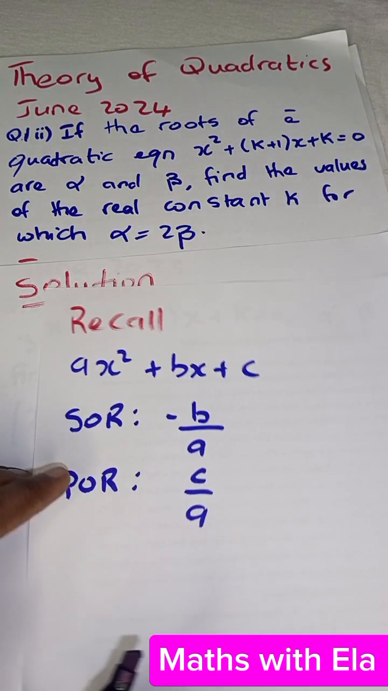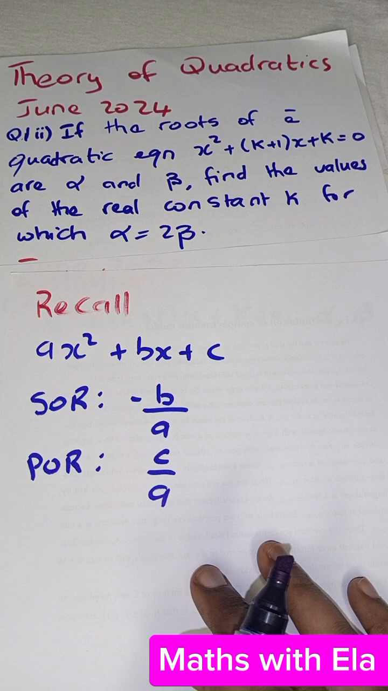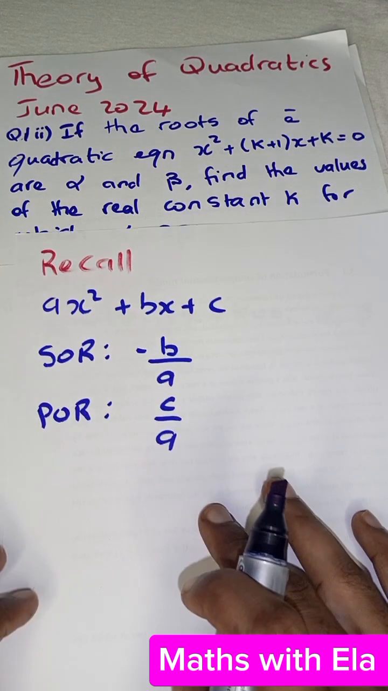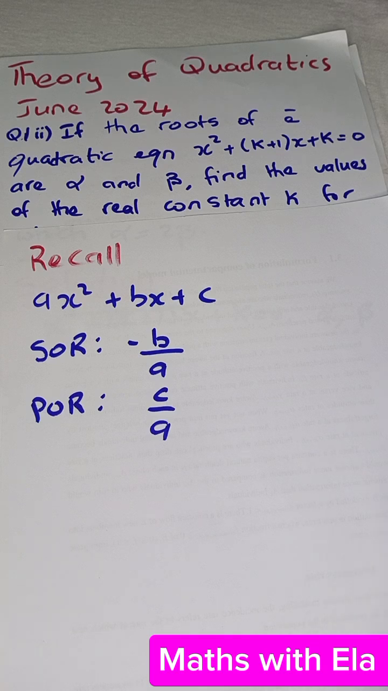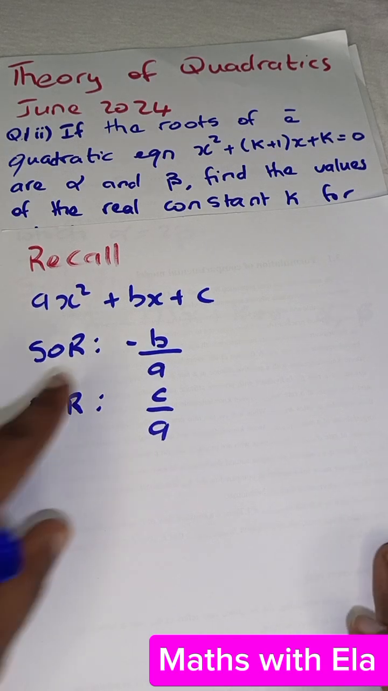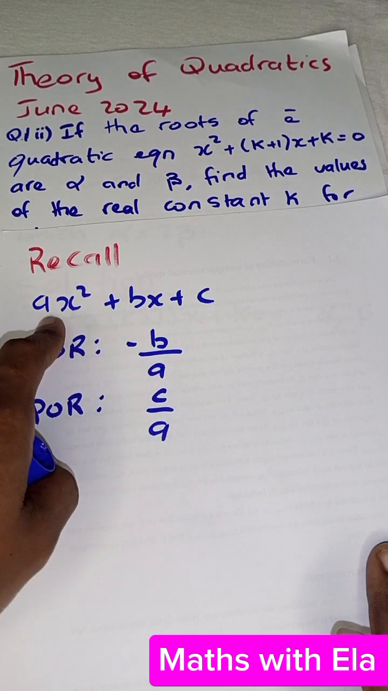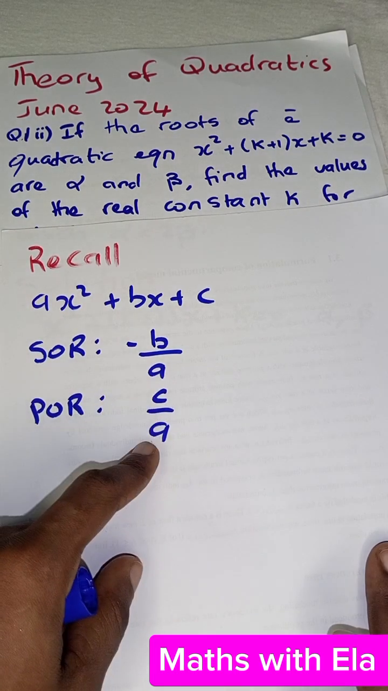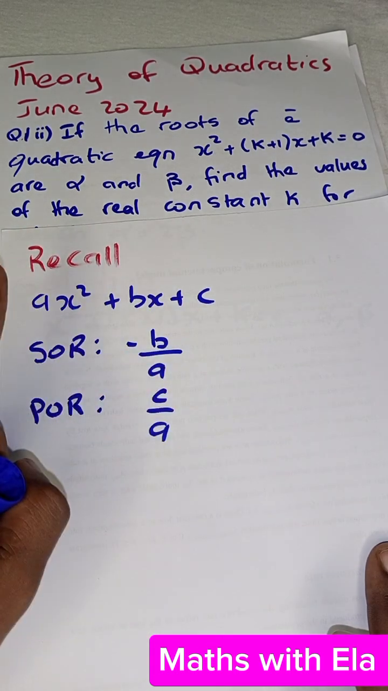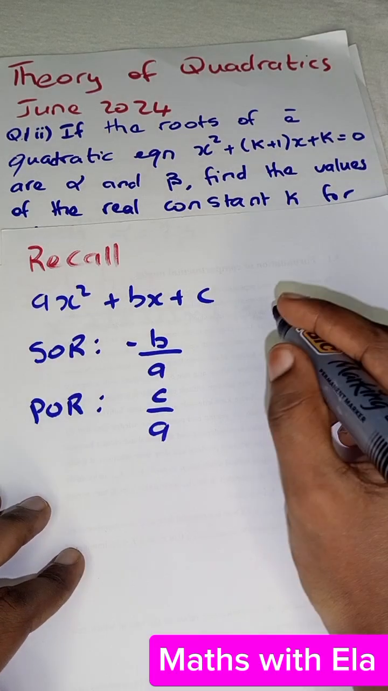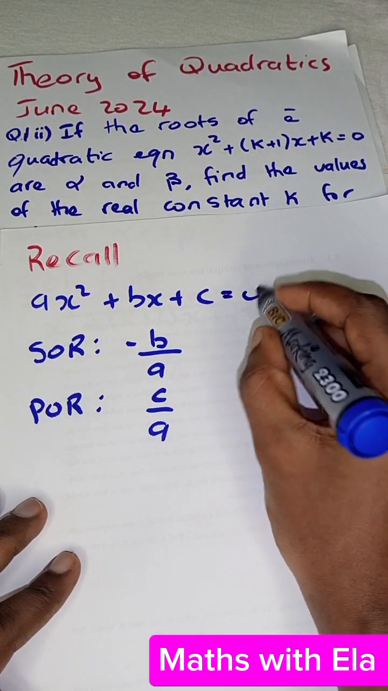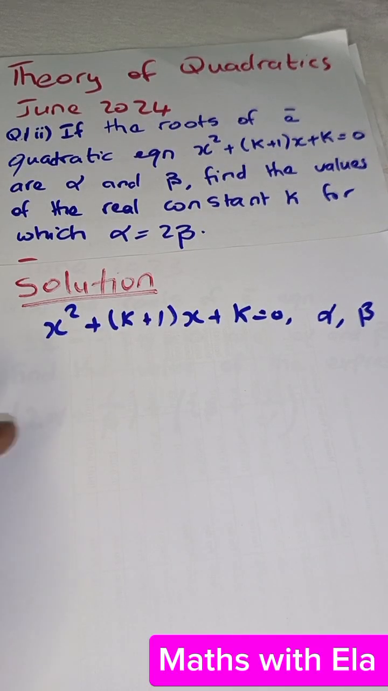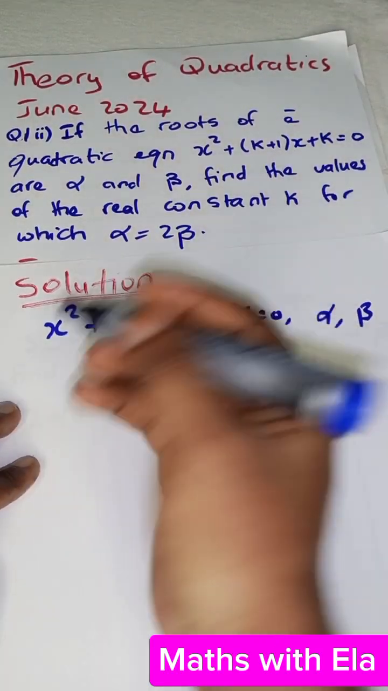So before we go ahead, we have to recall that whenever we are given a quadratic, like the general form of a quadratic, which is ax squared plus bx plus c, then the sum of roots is given as negative b on a, where b is the coefficient of the x term and a is the coefficient of the x squared term, and the product of roots is c over a, where c is the constant term and a, of course, is the coefficient of the x squared term.